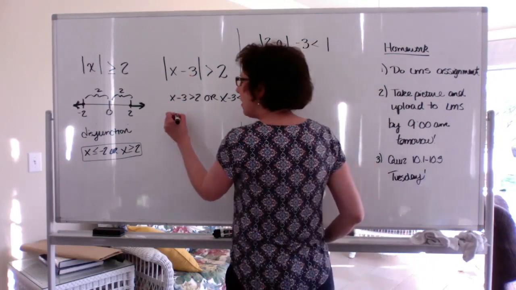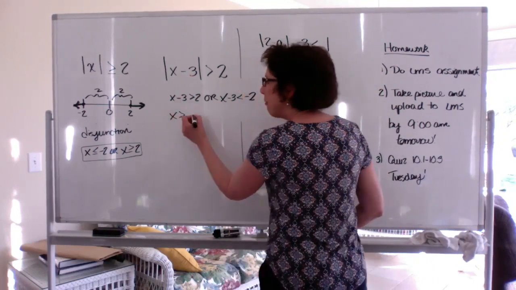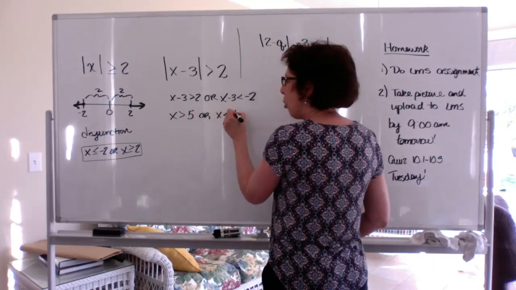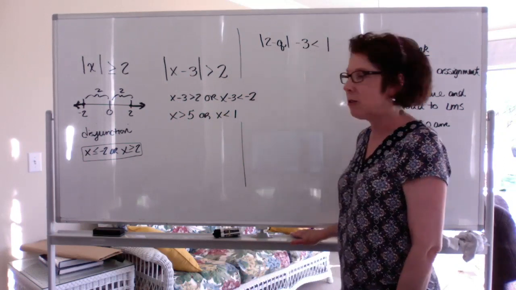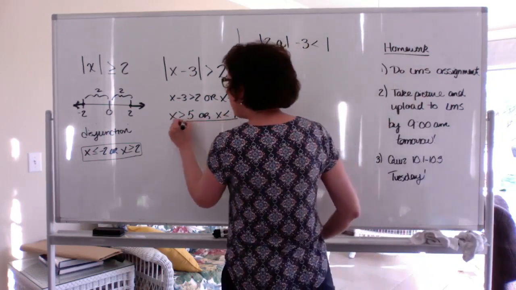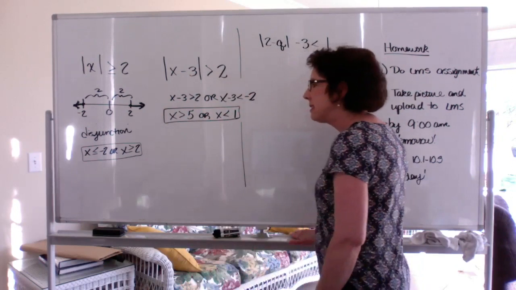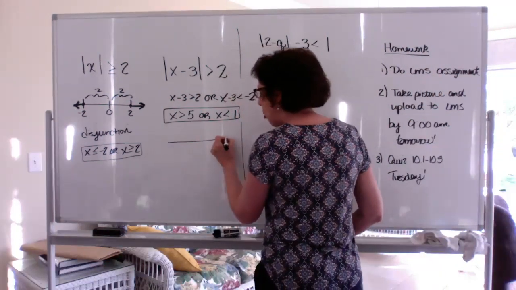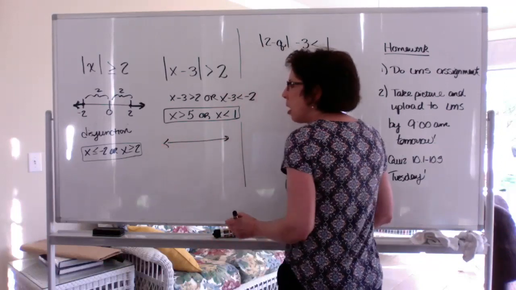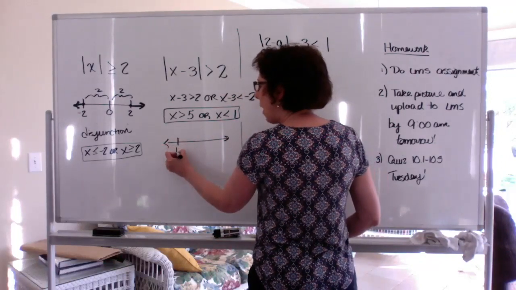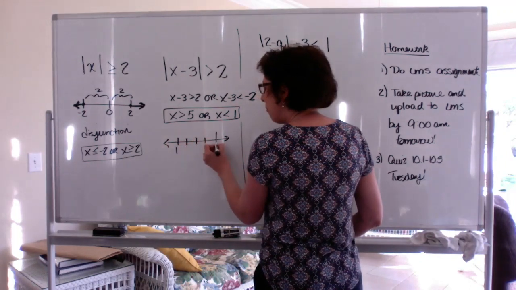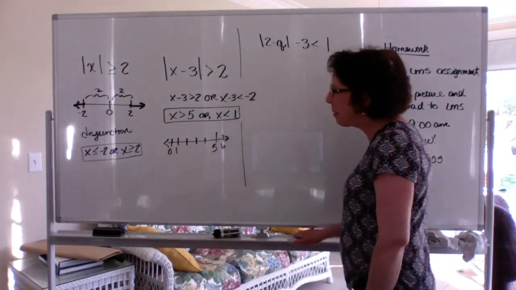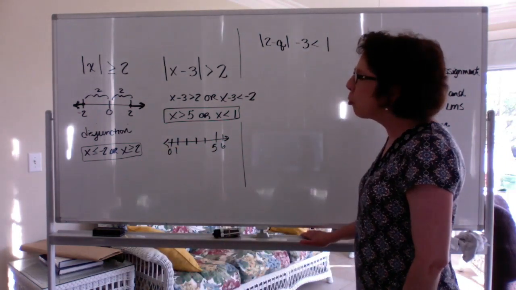All right, so let's go ahead and solve this. X is greater than 5 or X is less than 1. And that's my answer. X is greater than 5 or X is less than 1. Okay, now let's go ahead and graph that because your homework will ask you to graph it. So my two boundaries are 1, 2, 3, 4, and 5. I'm going to put a 6 just because I like to have something like that. Okay, now let's go ahead and graph it.